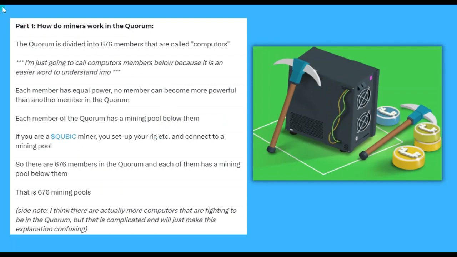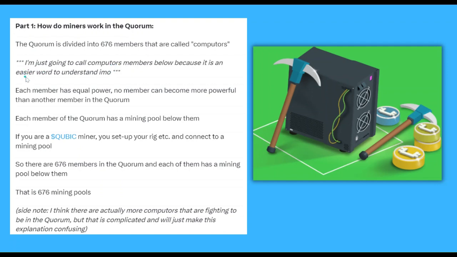So part one, how do miners work in the Quorum? The Quorum is divided into 676 members that are all called computers. From this point on, because I find the term computer quite confusing, I'm just going to call the computers members, because it's an easier word to understand. So the Quorum is divided into 676 members. Let's forget about the word computer for now, but just know that's what a computer is. It's just a member of the Quorum.